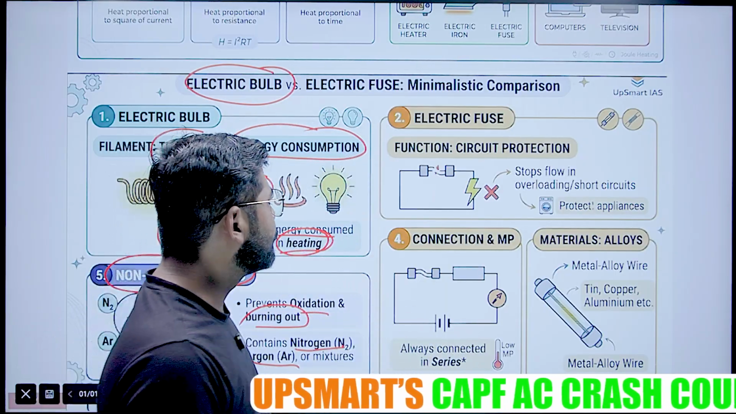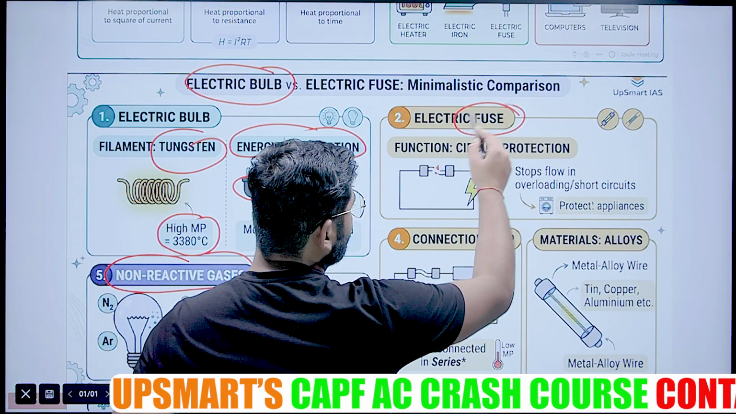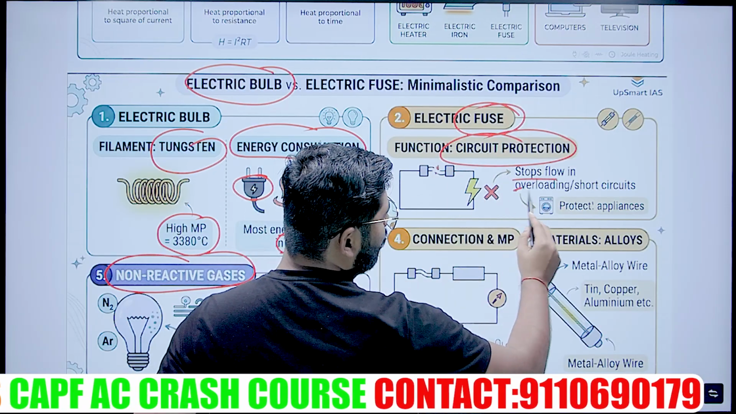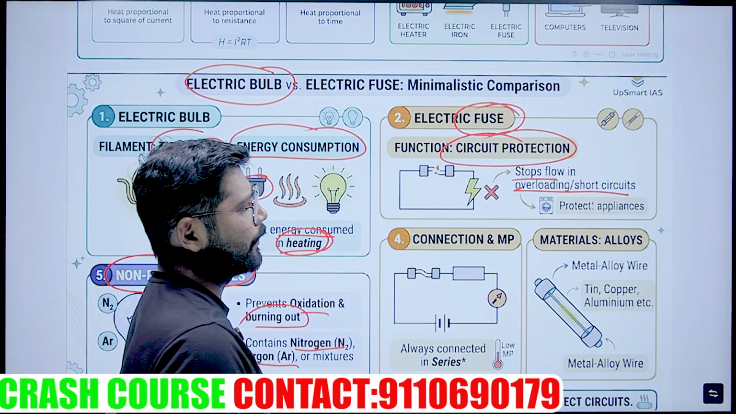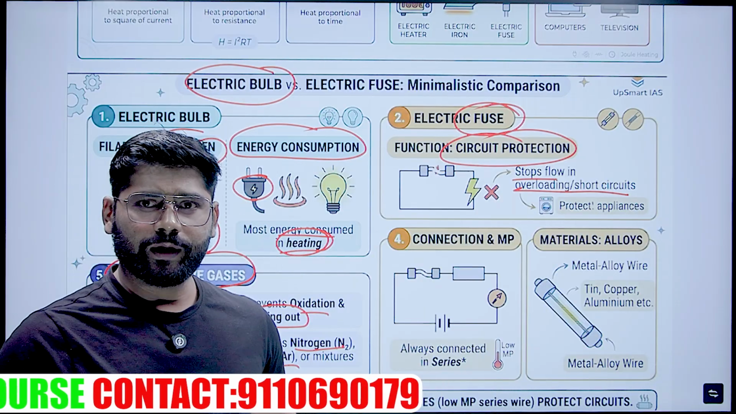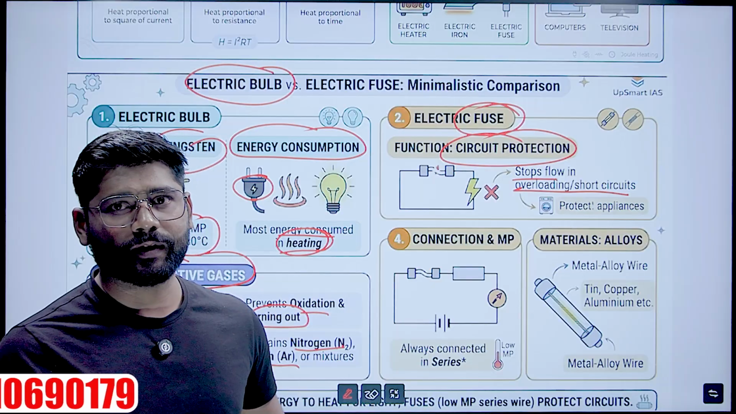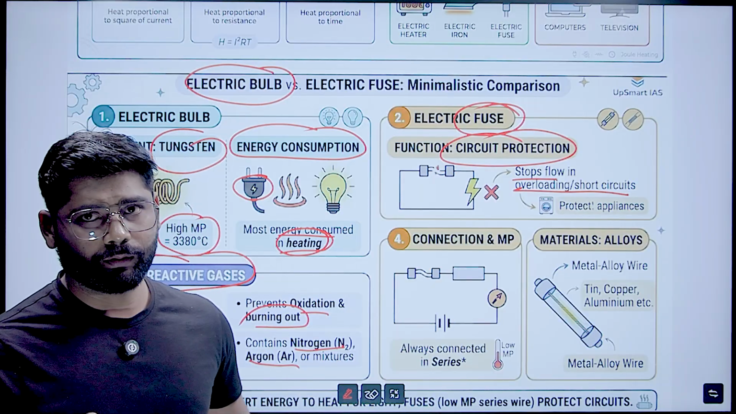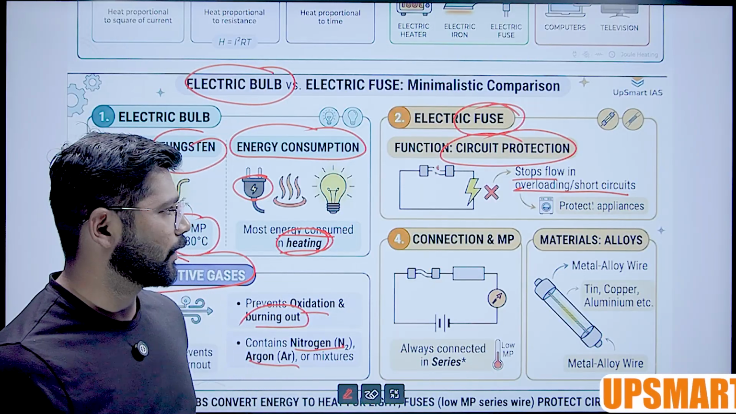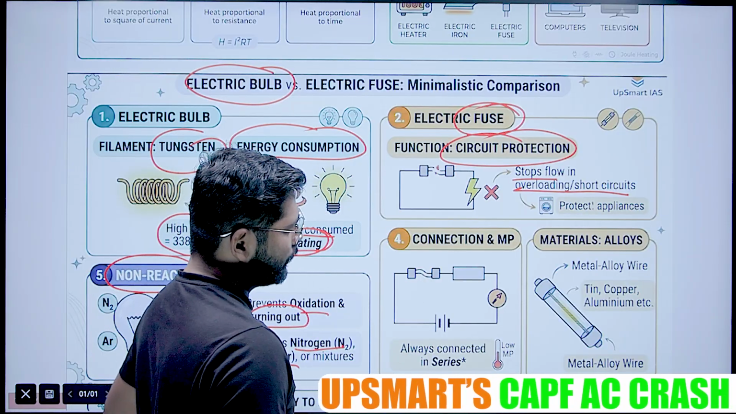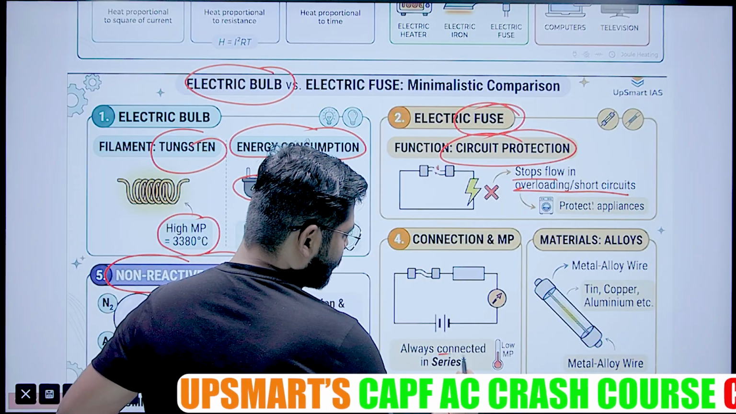Next, the electric fuse. What does it do? It protects the circuit. It stops the flow in overloading and short circuit. So if there is an increasing flow of current, what will happen? The fuse melts, and it prevents the short circuit and protects the appliances. And for the connection: they are always connected in series.